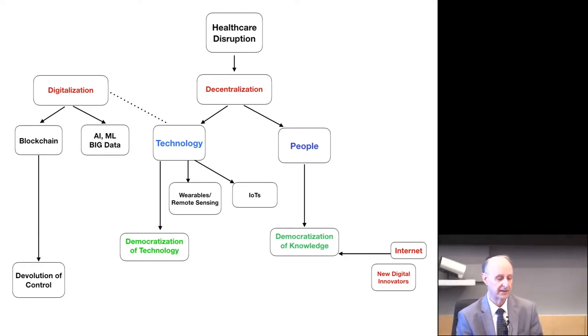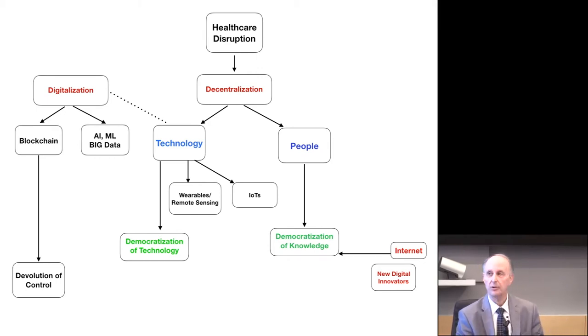And then finally, the last group of companies, I have this down at the bottom of the slide, is new digital innovators. And this is key, are companies like Apple, Amazon, and Google, who ostensibly have nothing to do with healthcare delivery, but in fact have everything to do with healthcare delivery. And increasingly, this is going to be the case.